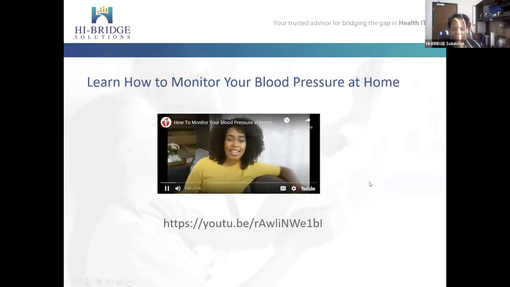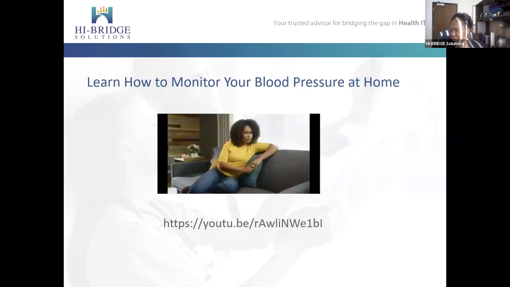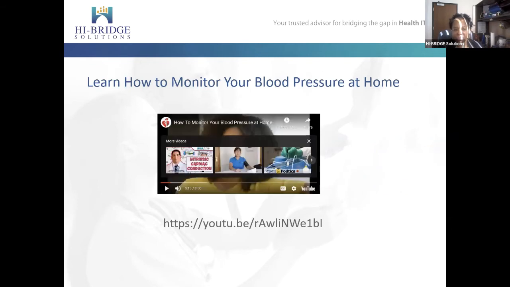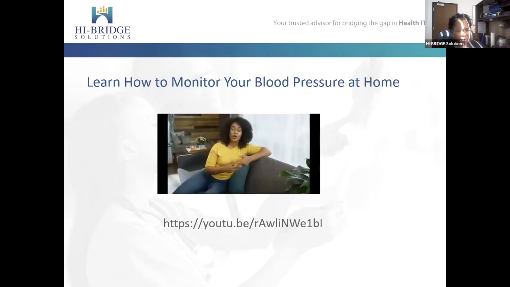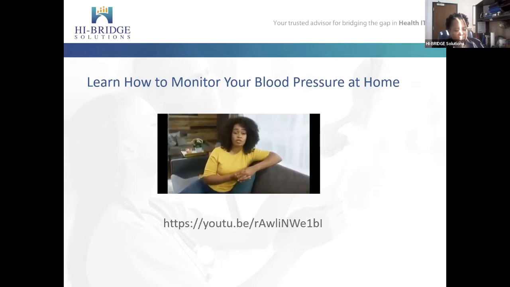Okay, let's have a real talk about blood pressure. Do you monitor yours regularly? It's something everyone with high blood pressure should do, but it's something most people don't know how to do correctly. Checking your blood pressure regularly will help let you know if you have it under control.